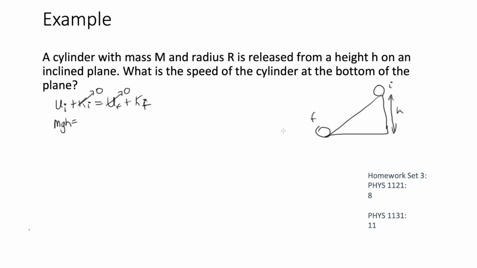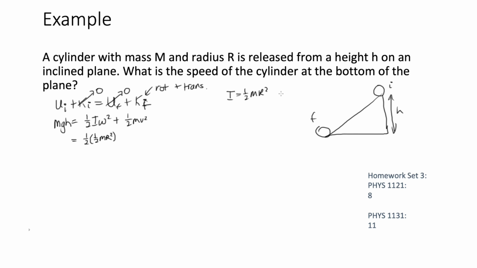Now, because it's rolling, it's got two types of kinetic energy. This has got rotational kinetic energy plus the translational kinetic energy. So we've seen that rotational kinetic energy is given by the formula a half I omega squared, and the translational kinetic energy is given by a half mv squared. And because this is a cylinder, we know that I is equal to a half mr squared. So we can substitute this in. We've got a half times a half mr squared.